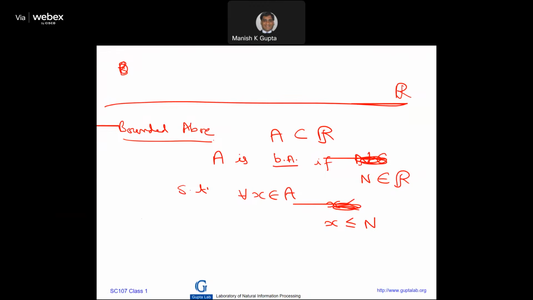So basically it is saying that on the real line, there is a set, say this is A, and there is a number n, which could be here. So if x is an element here, it will be less than n. So we are saying a set is bounded above by some fixed number, right?